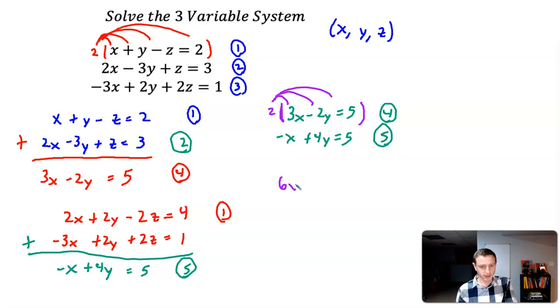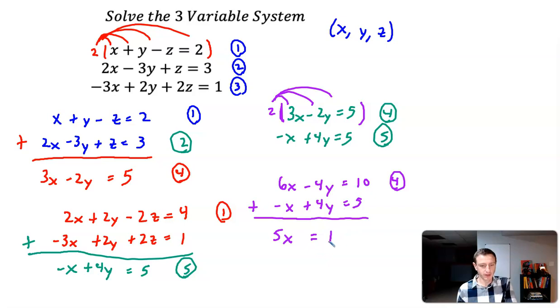2 times 3 is 6x. 2 times negative 2 is negative 4y. 2 times 5 is 10. So that was our modified equation 4. And we're still working off of equation 5. We didn't touch that one at all. Now that I've made these opposites, negative 4 and positive 4, I'm going to go ahead and add my columns together because they're opposite signs. Negative 4 and positive 4, that's going to zero out by adding. 6 plus negative 1 is 5x. Negative 4 plus 4 is 0. 10 plus 5 is 15.